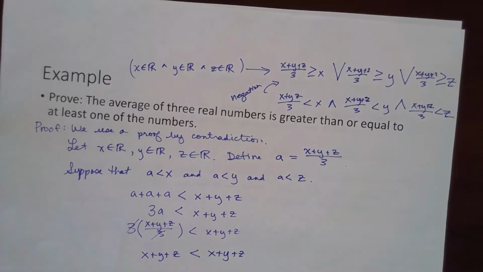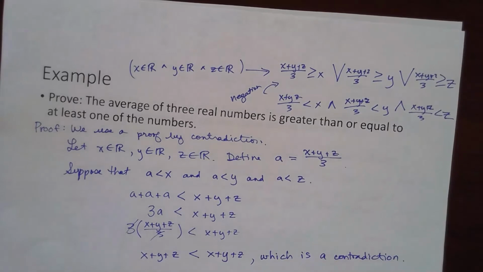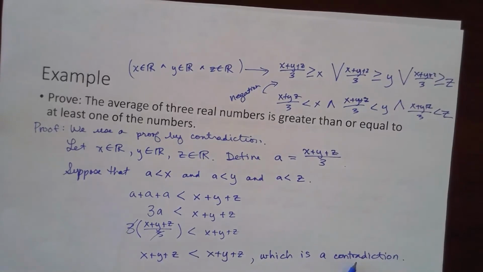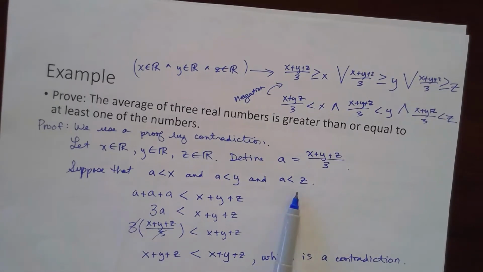Is that possible? No. X plus Y plus Z equals X plus Y plus Z. You can't have three numbers whose sum is less than their sum, right? This is impossible, which is a contradiction. Where did that contradiction arise from? It arises from following the path of what would happen if A were less than X and A were less than Y and A were less than Z. If that were true, we'd get into this impossible situation. So that couldn't have possibly been true.